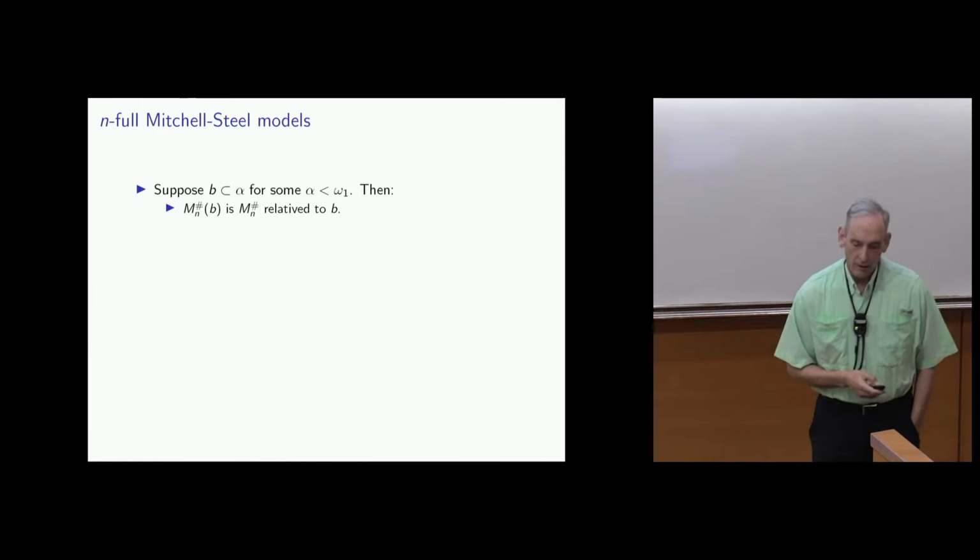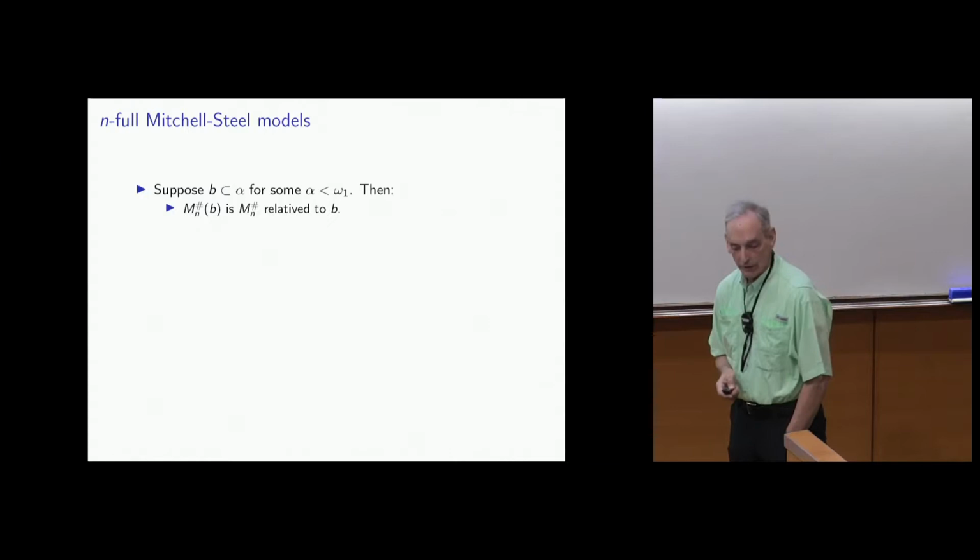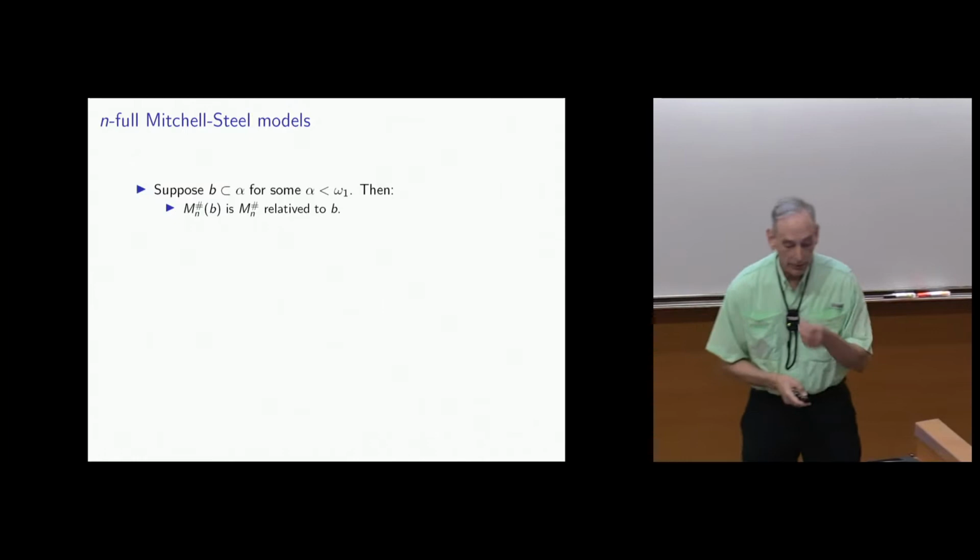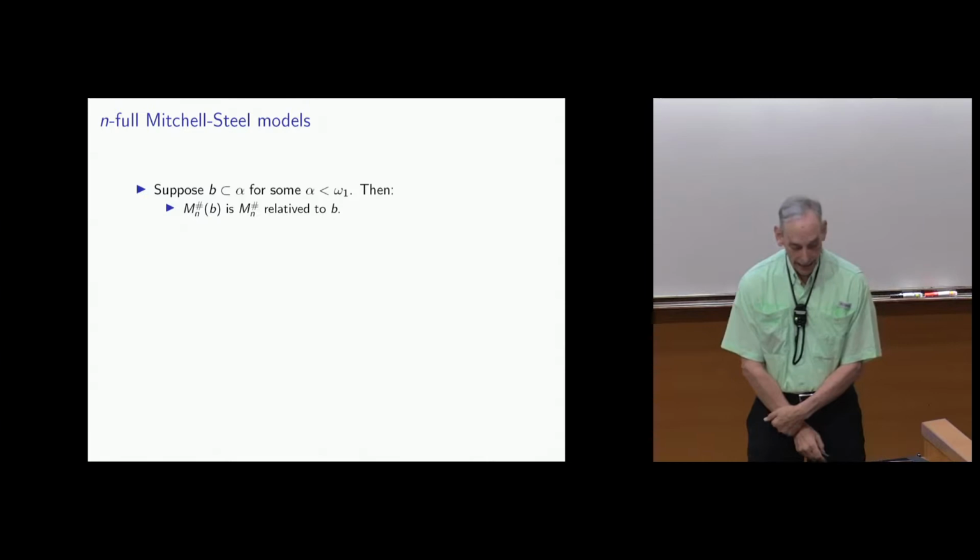So here n is less than omega, bigger than 0. I want to define the notion of an n-full model. Suppose B is a subset of alpha for some countable ordinal alpha, then Mn sharp of B is just Mn sharp relativized to B in the obvious way. All extenders have critical point bigger than sup B.